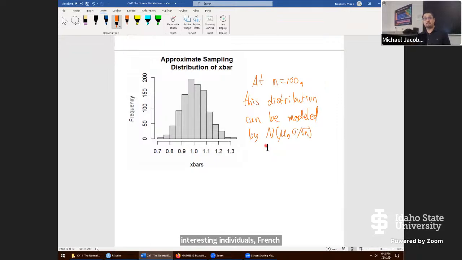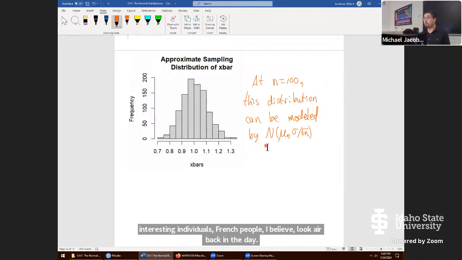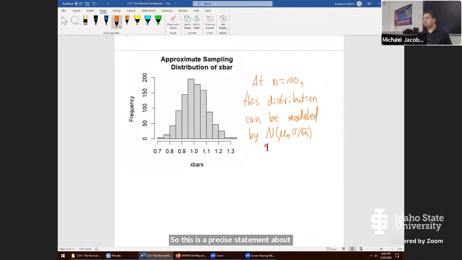So this is a precise statement about reality now. This is what really happens. Your underlying population never had to be distributed normally in the first place. The normal distribution arises from the sampling distribution of the sample mean in a really strange way.